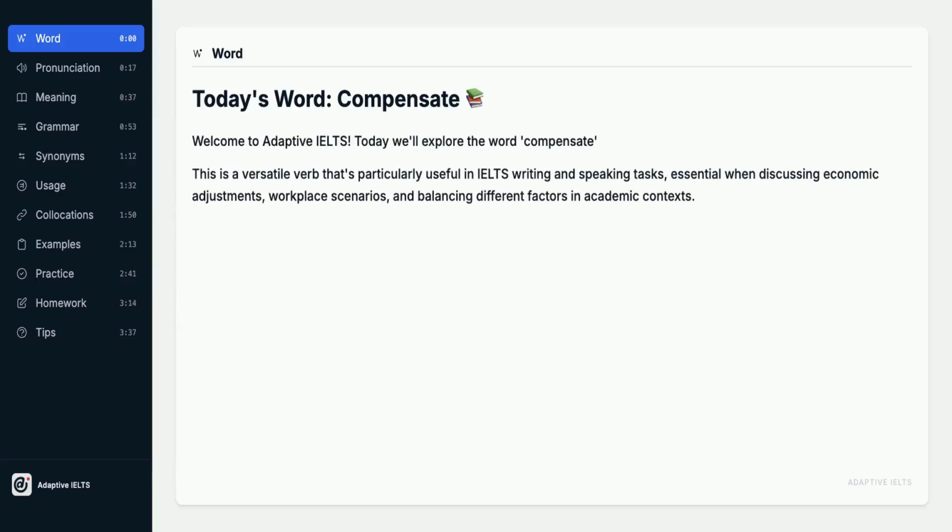Welcome to Adaptive IELTS. Today we'll explore the word compensate, a versatile verb that's particularly useful in IELTS writing and speaking tasks. This word is essential when discussing economic adjustments, workplace scenarios, and balancing different factors in academic contexts.